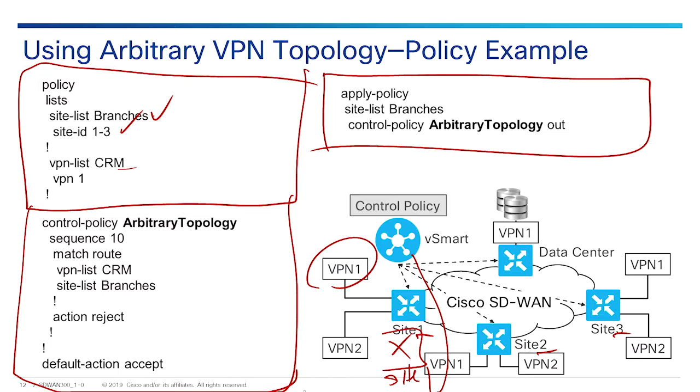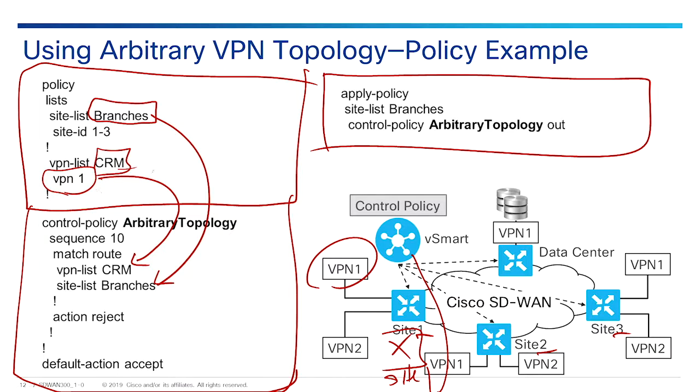The second box here is going to define the actual control policy using our groups of interest that we just defined as follows. Okay? For VPN 1, CRM, we're going to reject all prefixes if they come from sites 1, 2, or 3, and accept all others. All right? So, site list, remember we defined the site list up here called branches. And we're referencing it again here. Okay? So we're matching the route for VPN 1 there. So we're matching route CRM, which is VPN 1. We're matching site list branches, which is sites 1 through 3. And our action here is to reject those prefixes. And our default action, which is always the last step, is to accept them.